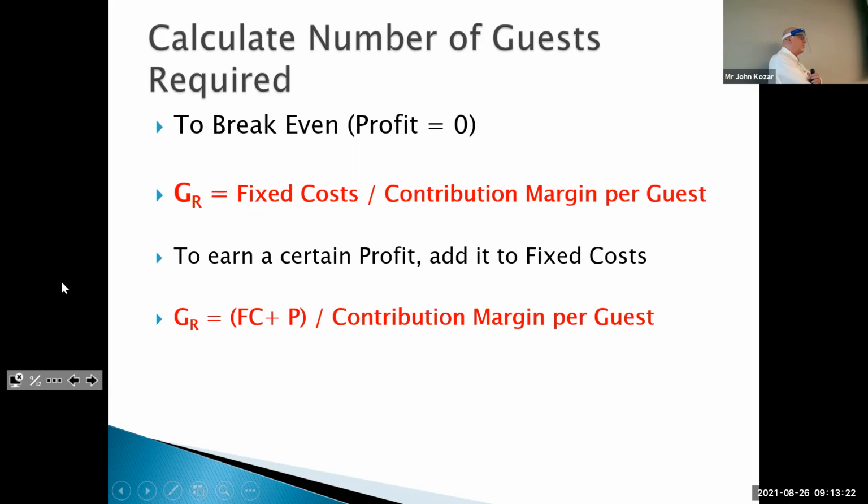And then if you want to set up a dollar amount of profit, or I'm sorry, the number of guests to earn a specific dollar amount of profit. Let's say we wanted $100,000 in profit, we'd plug that into there and do the same thing to figure out how many guests we would need to come into the building.